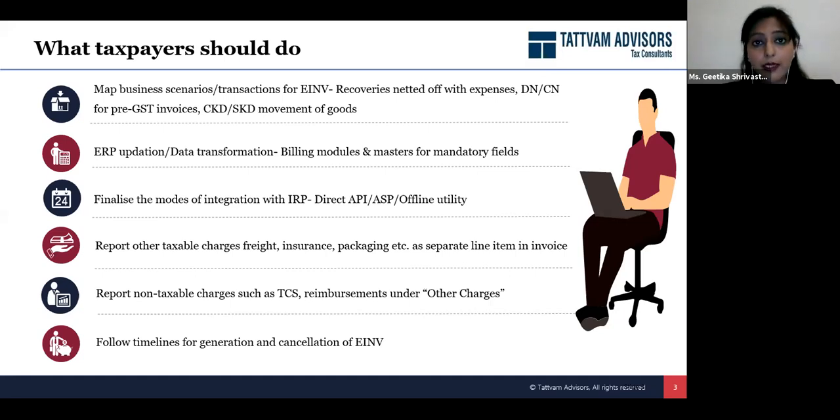The other part is about the cancellation law. It has been very clearly mentioned that the cancellation can happen only within 24 hours. If you're not able to cancel, the only option that is available is to issue a credit note and issue a fresh invoice. In case there are any errors in the e-invoice and you want to cancel or make an amendment, there is no provision of making amendments on the IRP portal.